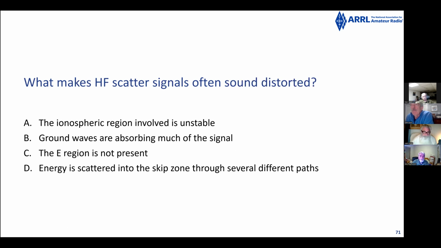What makes HF scatter signals often sound distorted? A, the ionosphere region involved is unstable. B, ground waves are absorbing much of the signal. C, the E region is not present. Or D, energy is scattered into the skip zone through several different paths. You showed that diagram with the dotted line, so I would say it's D. Yes, see how easy that is? It's D. Scattering occurs over a wider area of the ionosphere, so there are multiple paths.